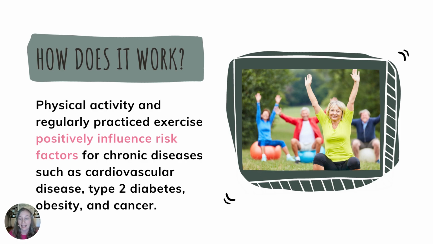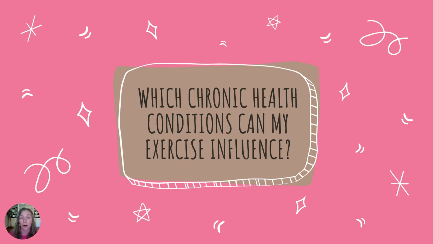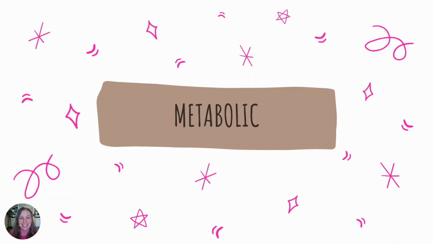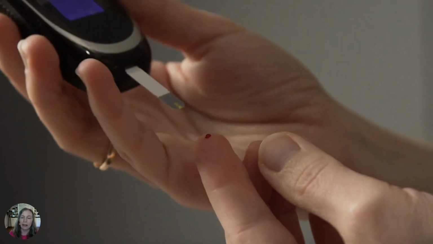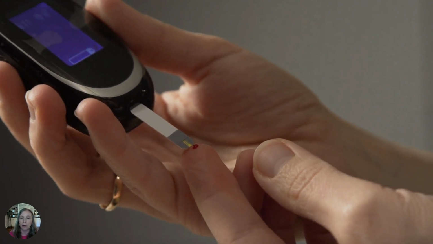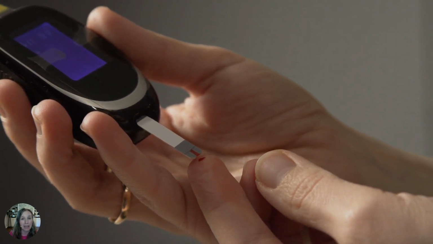And so, today, let's just briefly jump in to see what actual chronic conditions exercise influences. And there are a lot. So, hold tight. Here we go. Let's get started. So there are metabolic conditions. And when you think of metabolic conditions, you might right away think about diabetes.